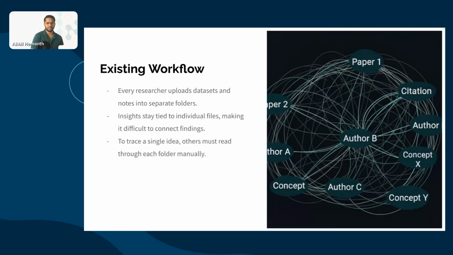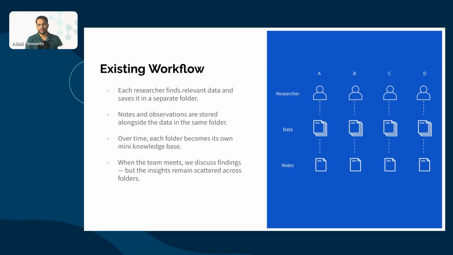Just to give an example, and again, this is internal to my team, every researcher uploads the data sets and notes into separate folders. As a result, the insights stay tied to the individual files, and this makes it difficult to connect the findings. And to trace a single idea, you almost have to go back through multiple different research papers that we would have read, and not just research papers, but Excel files and data sets that we would have initially combed through to get to this point in the first place.